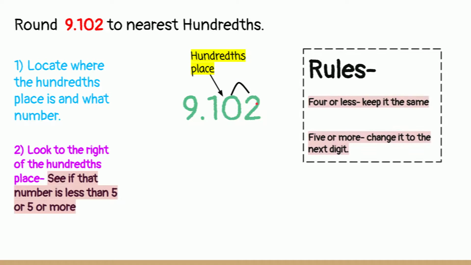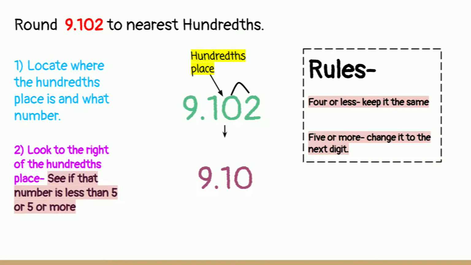And let's pop out our rules. So 4 or less, keep it the same. 5 or more, change it to the next digit. So 2 is definitely 4 or less. So we don't have to change the 0. We're just going to leave it the same. And our decimal is going to be turning into 9 and 10 hundredths.